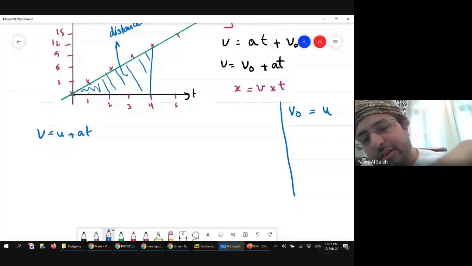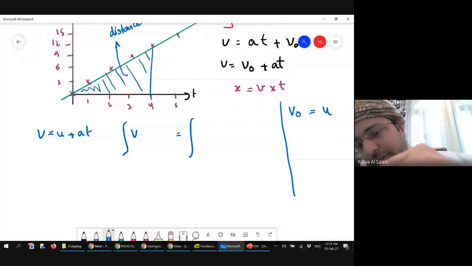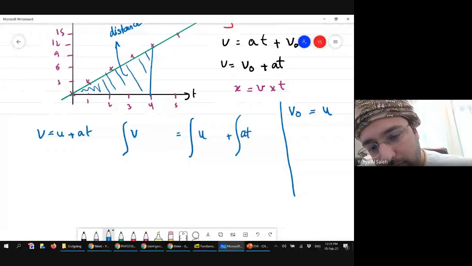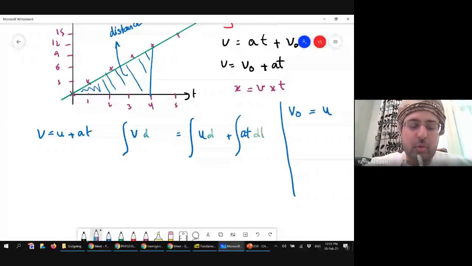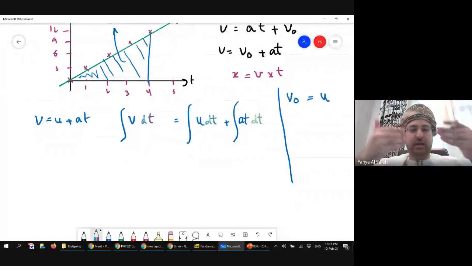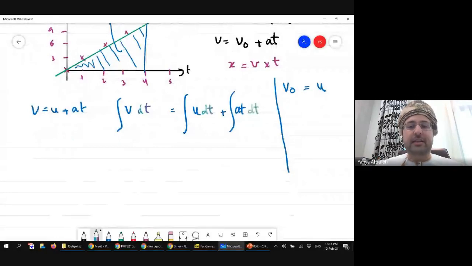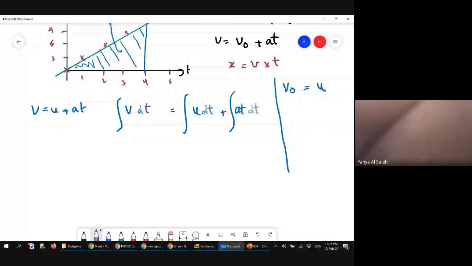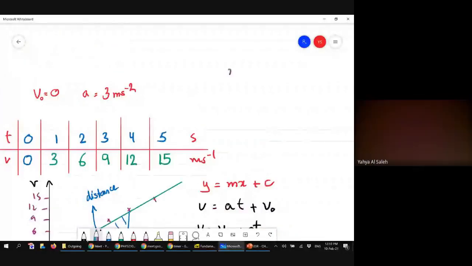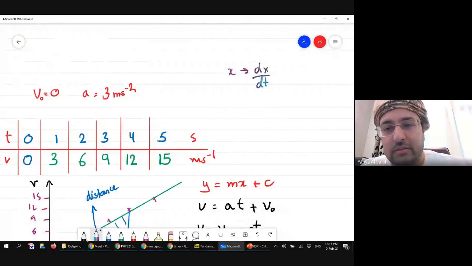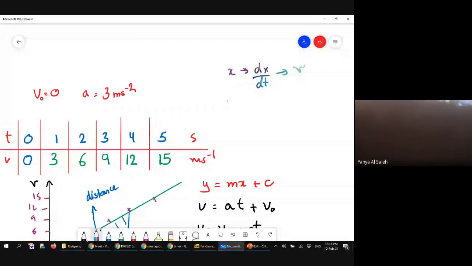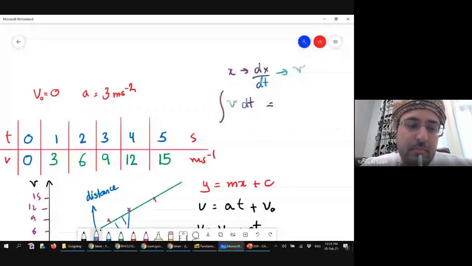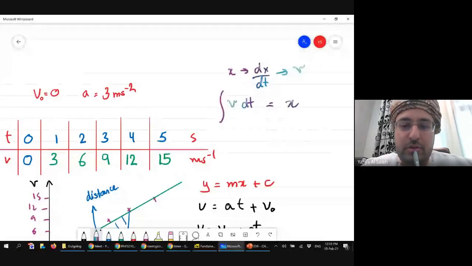What is going to be our variable of integration? D what? T. dt. We want to go from velocity to distance. We are going to integrate, right? Previously we had distance, we did dx over dt and it turned into velocity, correct? That means if we want to go back and integrate, we do the integral of v dt and it gives me distance. So far so good? Yes.